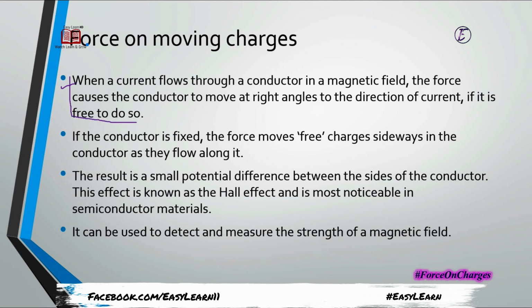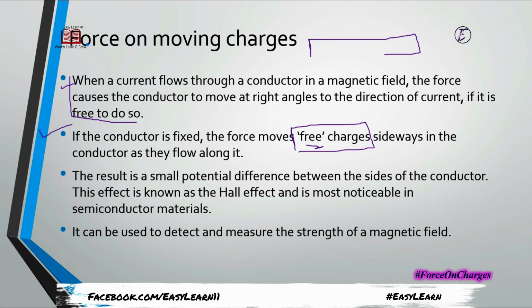When the current flows through the conductor in a magnetic field and it is free to move, the force is at right angle to the direction of the current. And what if the conductor is fixed and it is not free to move? The force moves free charges. Then there are free charges.